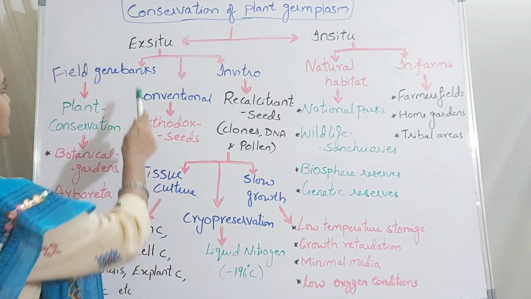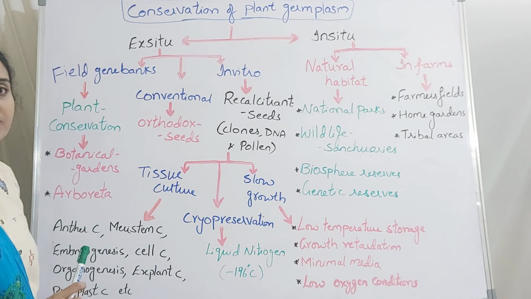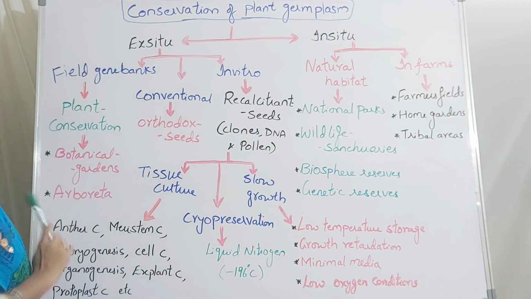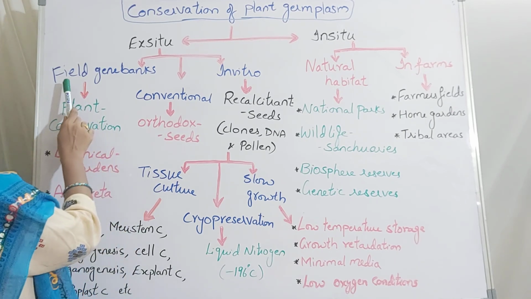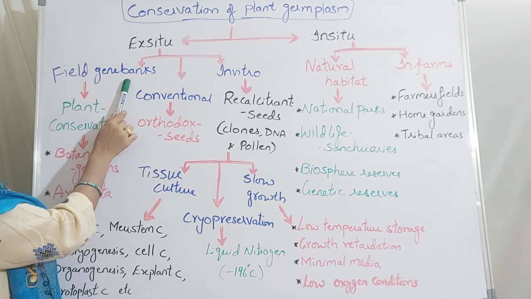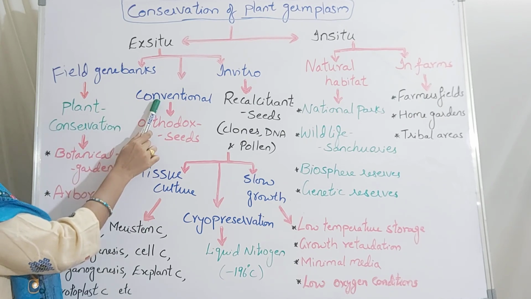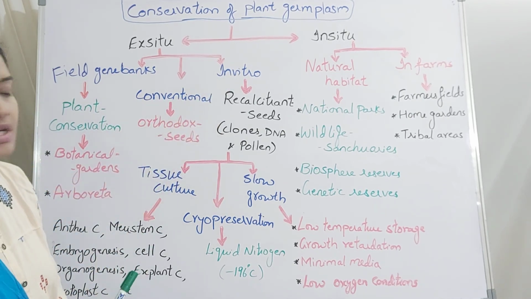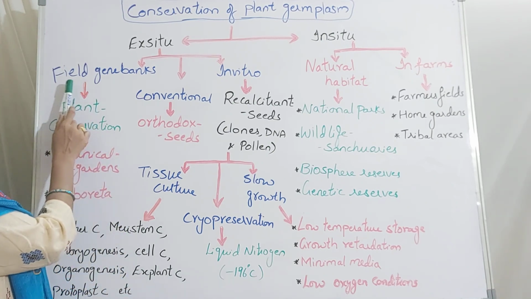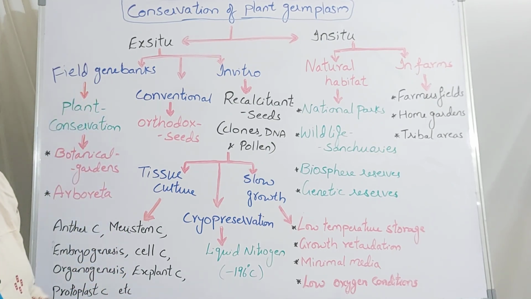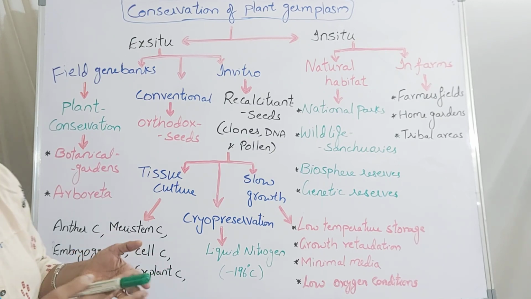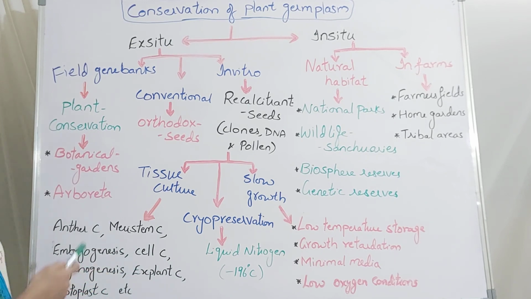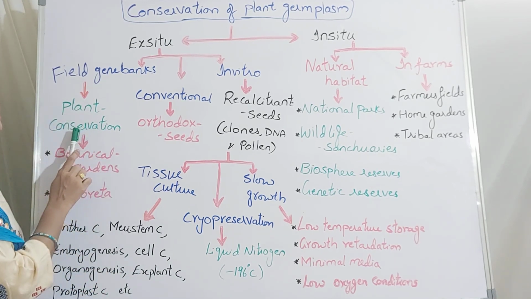So first let us see the ex situ conservation methods. The ex situ conservation method is again classified into three types. First one is field gene banks, the second one is the conventional method and the third one is the in vitro method. In the field gene bank, whatever plants you want to conserve, you are going to cultivate them, right? So that is called plant conservation.